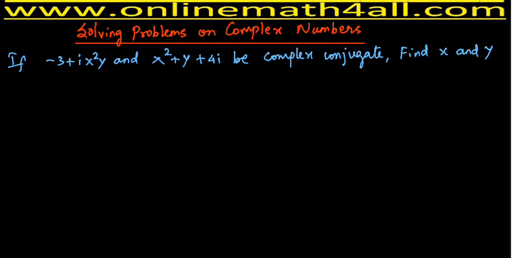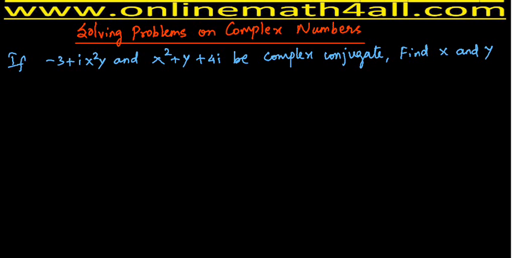In this video, we are going to see solving problems on complex numbers. That is, if there is a problem in complex numbers, how it can be solved. So let us consider the example that we have on the board. That is, if negative 3 positive i times x square times y and x square positive y positive 4 times i are complex conjugates, find x and y.